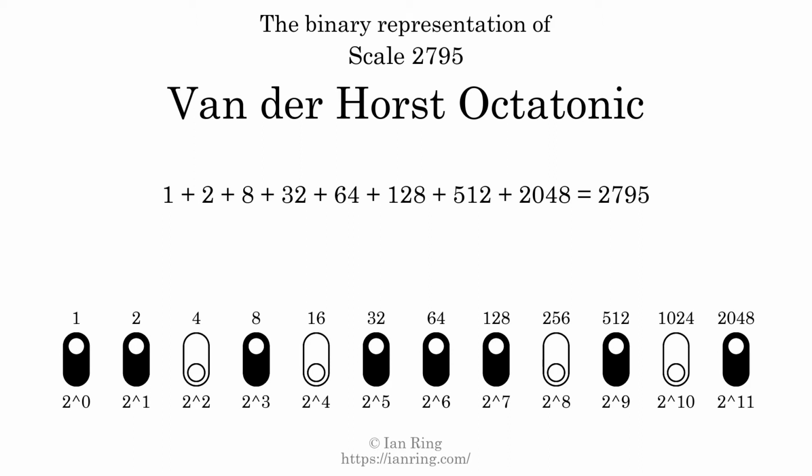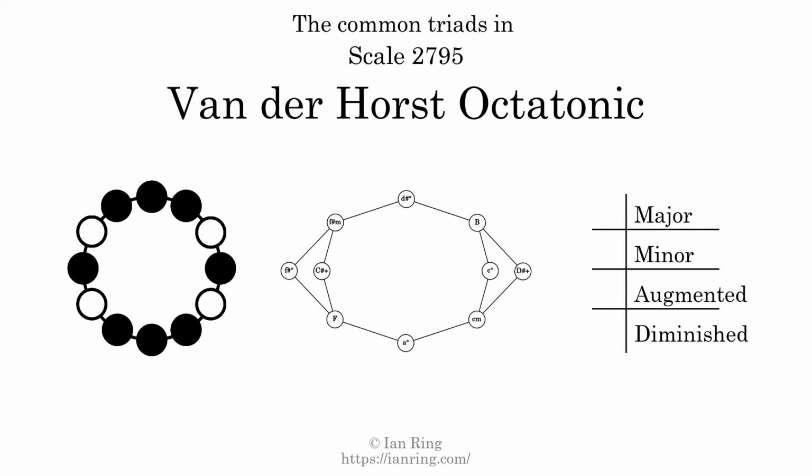2795. The scale number not only enumerates the scale with a unique index, but it also literally describes the tonal content of the scale. Represented as a binary number in base 2, the scale number is 101011101011. Here are the common triads present in this scale.